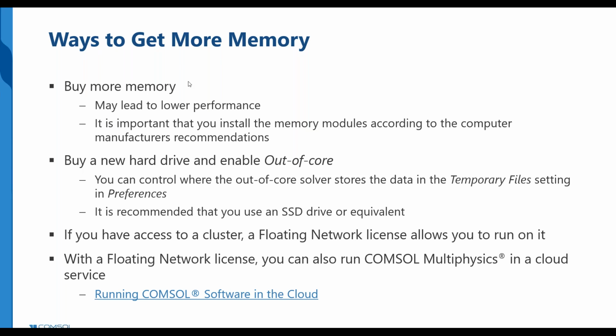You can see to it that out of core is enabled. And if you have access to a floating network license and a cluster, you can use that. So on cluster computing, you need another type of license to run. And that will give you memory benefits, and that's what I will discuss next.